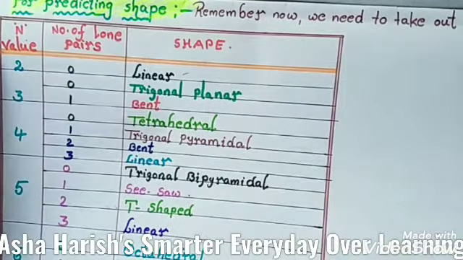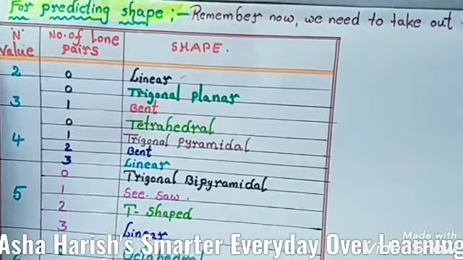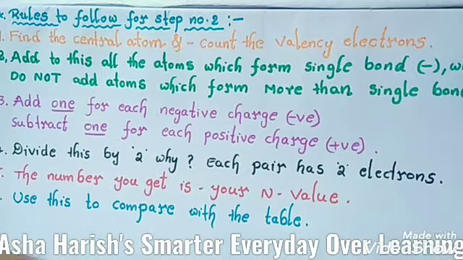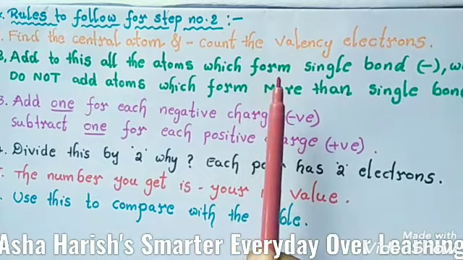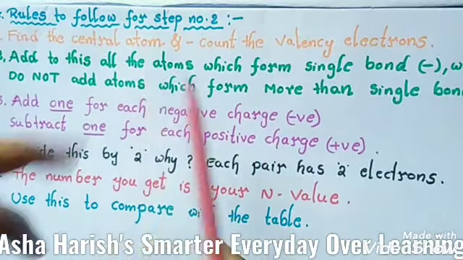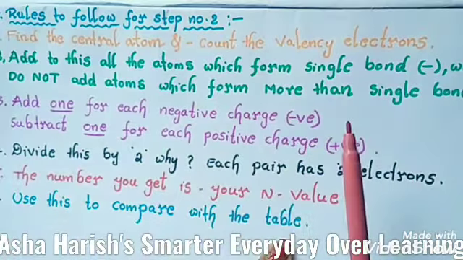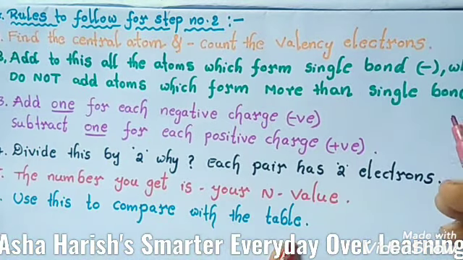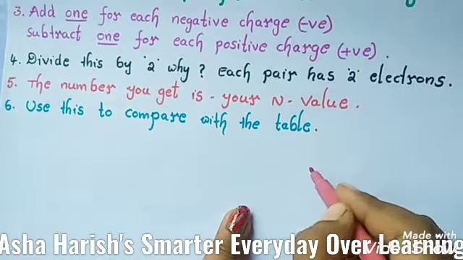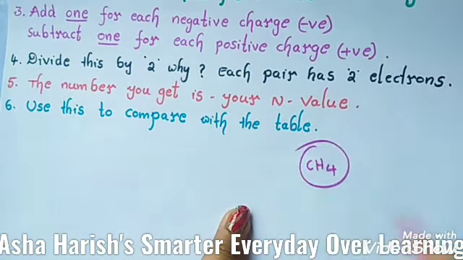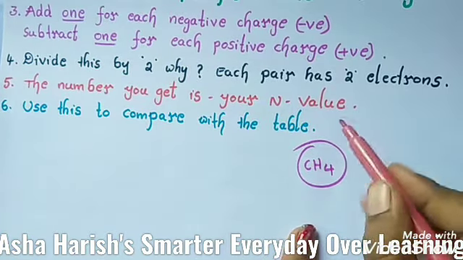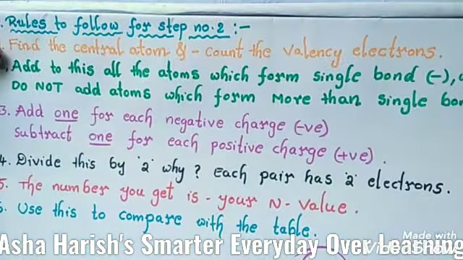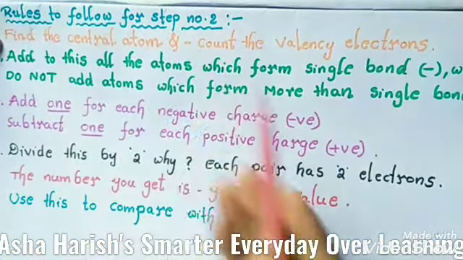First of all, if you want to write this table, what are the rules you have to follow? I'll tell you. Already I have shown you the second table, students. While writing the second table, what are the rules you have to follow? That is for step 2. First of all, find the central atom and count the valency electrons. For suppose CH4 is the molecule. For this molecule you need to identify the shape. Then students, what is the first step? Here I have written, you need to identify, find the central atom and count the valency electrons.